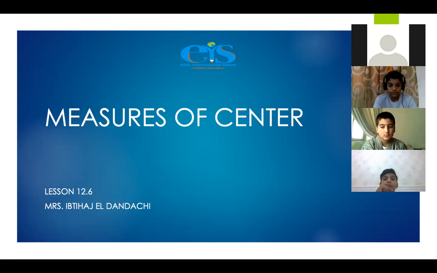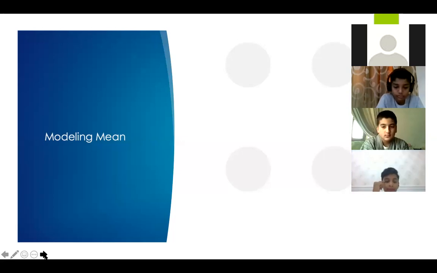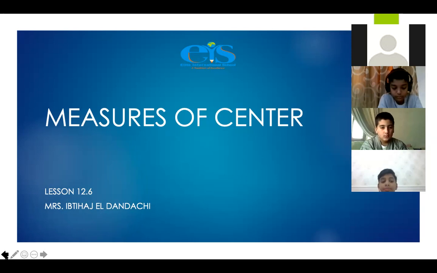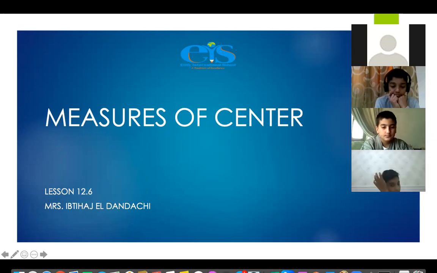So are you ready to start? By the end of this lesson, you will be able to summarize data by using mean, median, and mode. Is it clear? Mean, median, and mode. Have you ever heard about these words? We know the word mean, M-E-A-N. But in math, it's not the same as in English. It has different connotations, and this is what we're going to be learning about today.